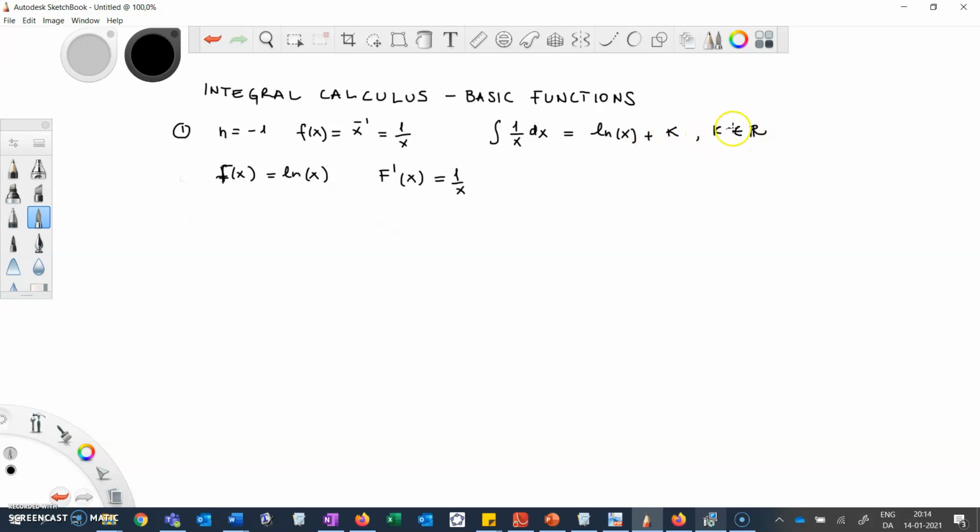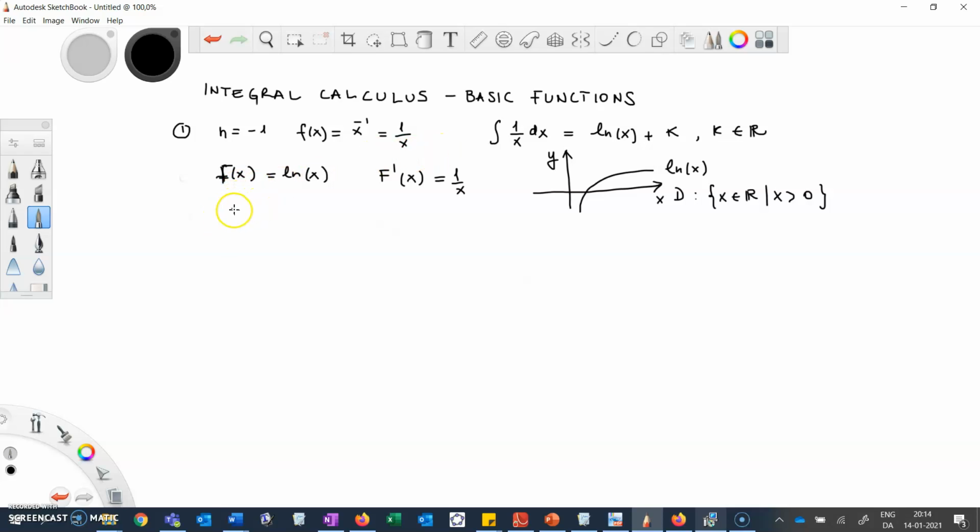Now the problem here lies in the fact that the natural logarithm is a function that is only defined for positive x's. So if you remember, the domain of this function is x belonging to R, such that x is larger than 0. And this is a problem because it means that this function is only defined in this particular domain. So what happens when I integrate and I actually take negative x's? Well, there is somehow a trick for that.